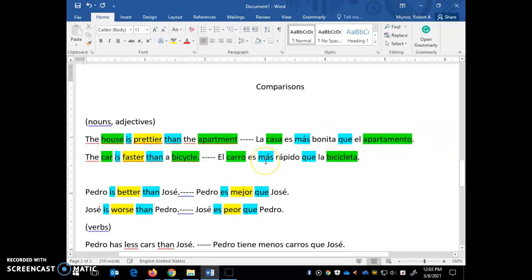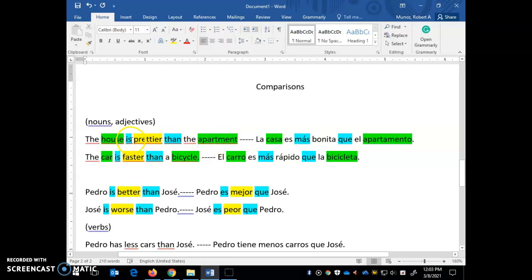We have examples in English on the left side, and then we have examples in Spanish on the right side. I added colors to make it more appealing and more visible to you. So we have the quick sentence right here. The house is prettier than the apartment. Green are the nouns, house, apartment, that we're comparing.